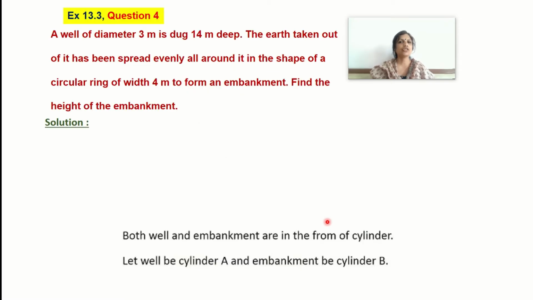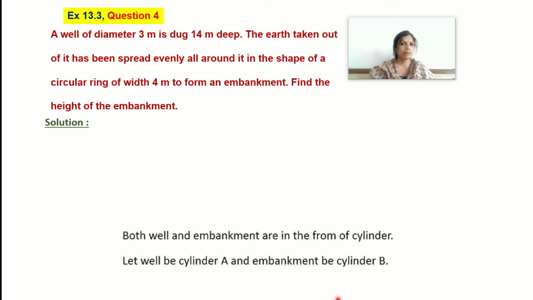This is question number 4, and let's see what is the sum. So question number 4 is, a well of diameter 3 meter is dug 14 meter deep. The earth taken out of it has been spread evenly all around it in the shape of a circular ring of width 4 meter to form an embankment. Find the height of the embankment.